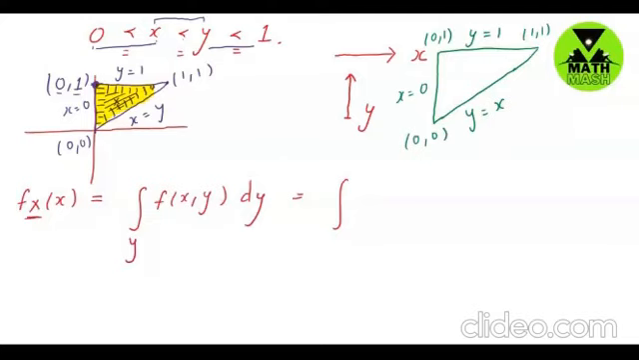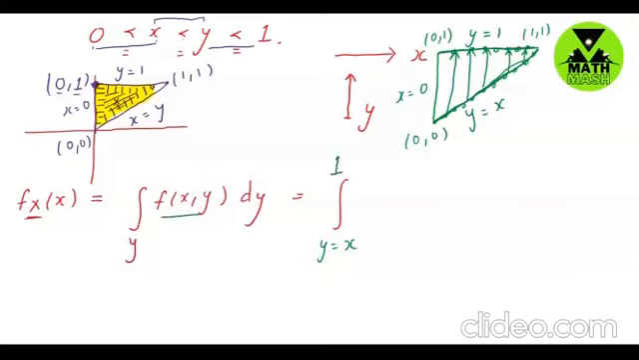Now we are integrating with respect to y, so we are moving from bottom to top. If we look at the bottom points, the y value changes as the value of x changes. Along the line y equals x, the value of y is nothing but x. And the topmost points lie along the line y equals 1.